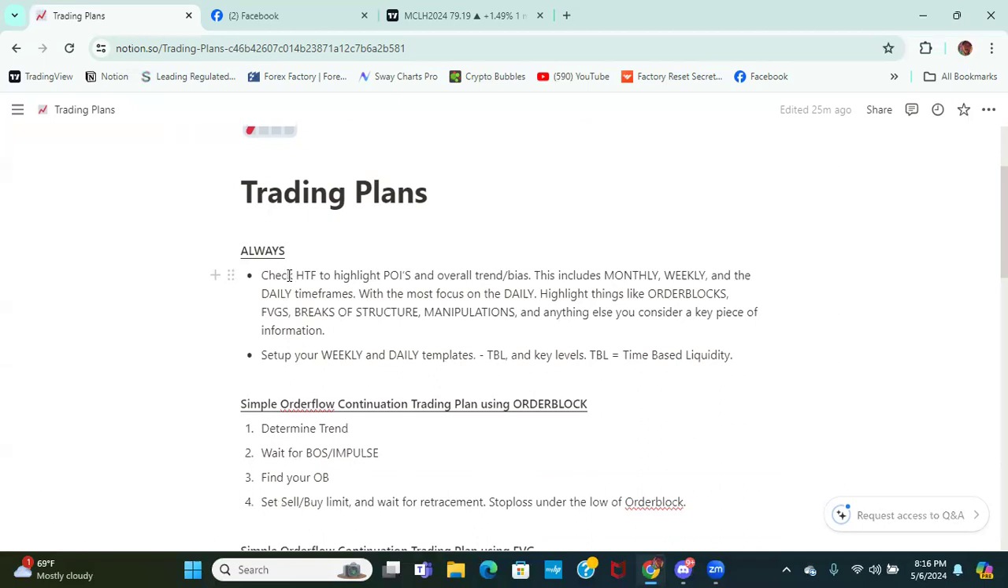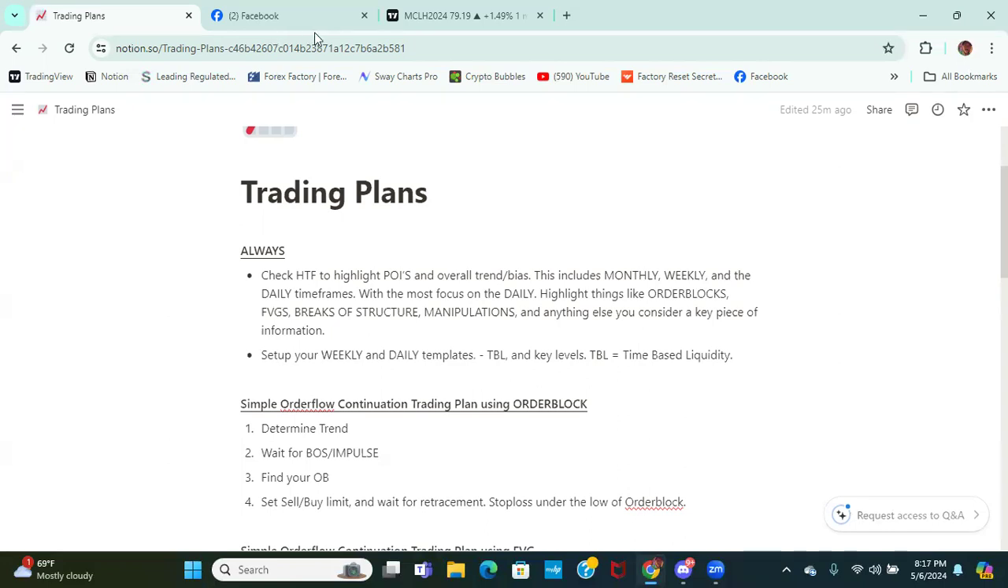So first, you always want to check the higher time frame to highlight points of interest. That's what a POI is, and the overall trend and bias. This includes the monthly, the weekly, and the daily time frames, with the most focus on the daily. The daily time frame is so important. I can't stress that enough. Highlight things like the order blocks, fair value gaps, breaks of structure, manipulations, and anything else that you consider a key piece of information.